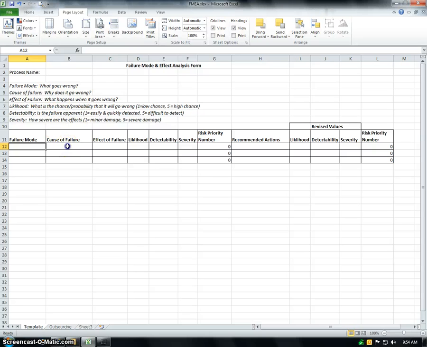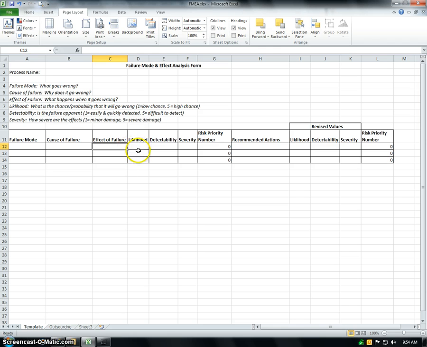Next, we're going to fill out a cause of the failure. So why does it go wrong? Why did that happen? Column C here, we're going to fill out what happens when it goes wrong. So what's the effect of the failure? Is there a loss of life? Is there product damage? Are customers not satisfied? Is there a financial impact?